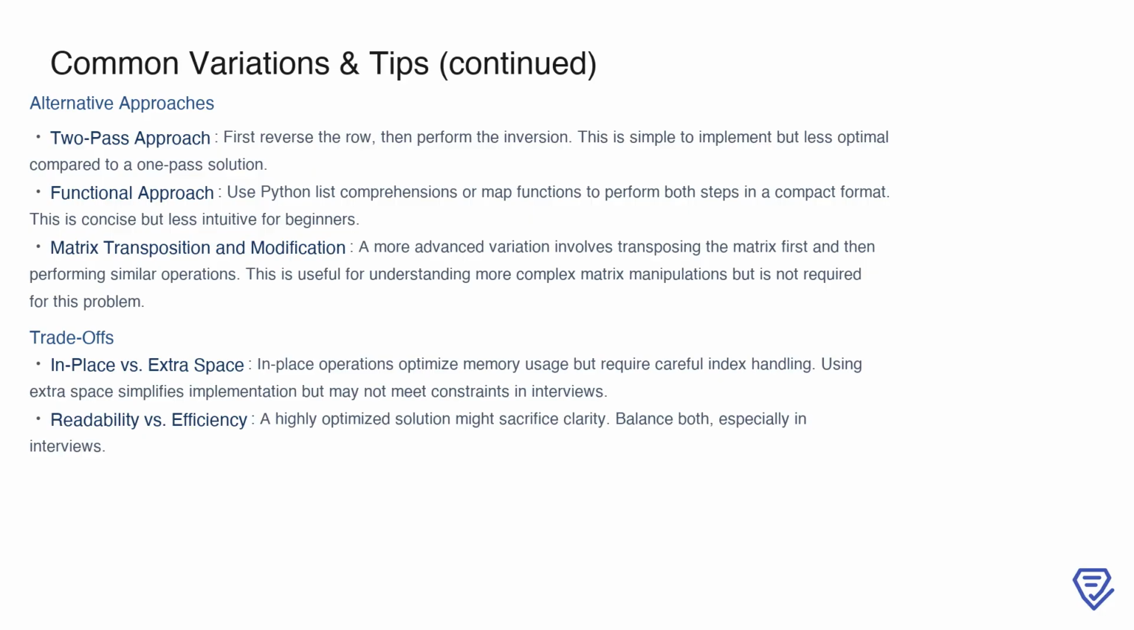A more advanced variation involves first transposing the matrix and then applying similar flipping and inversion operations. While this approach isn't required to solve the problem, it's a great way to explore more complex matrix manipulations. As you consider trade-offs, think about whether to prioritize in-place operations or use extra space. In-place solutions are memory efficient but require careful index handling, whereas using extra space simplifies the implementation but may not meet interview constraints. Similarly, aim for a balance between readability and efficiency. An overly optimized solution might be harder to explain, so in interviews, ensure your solution is both clear and effective.